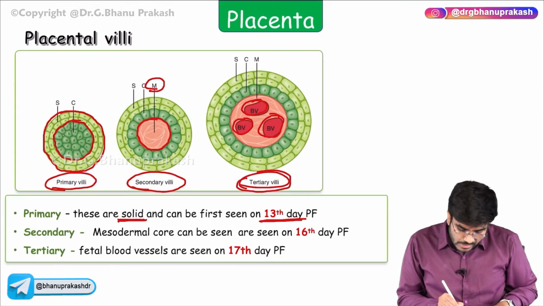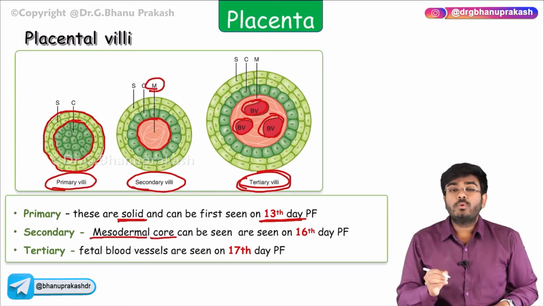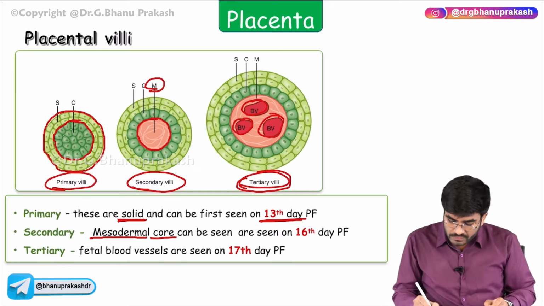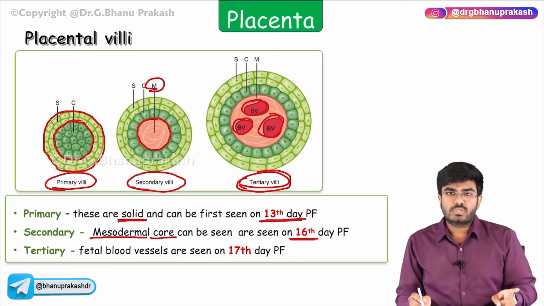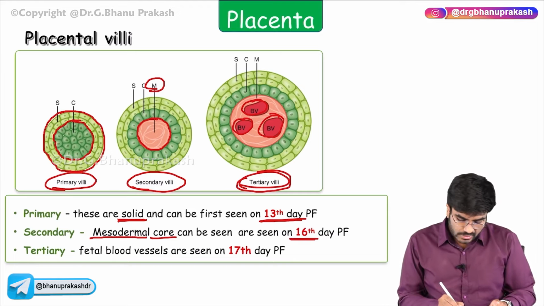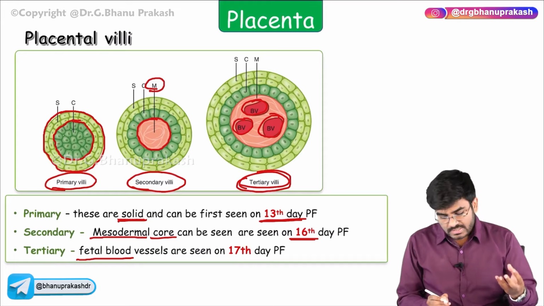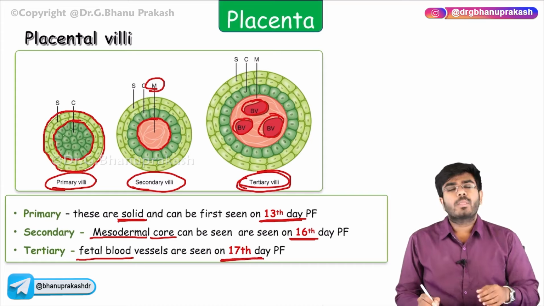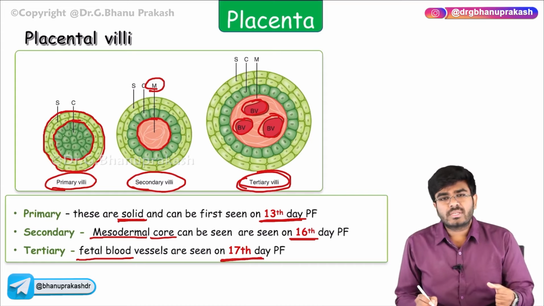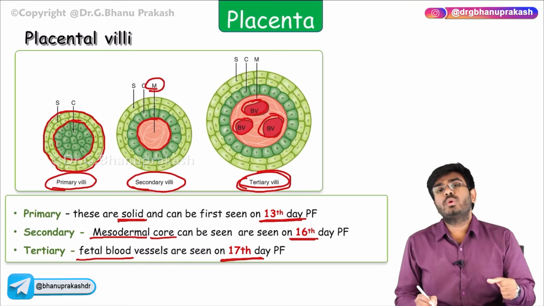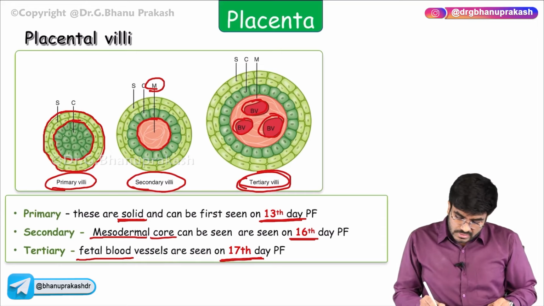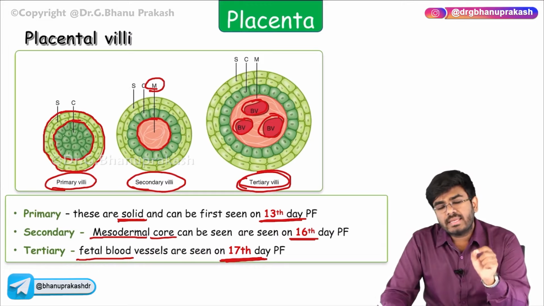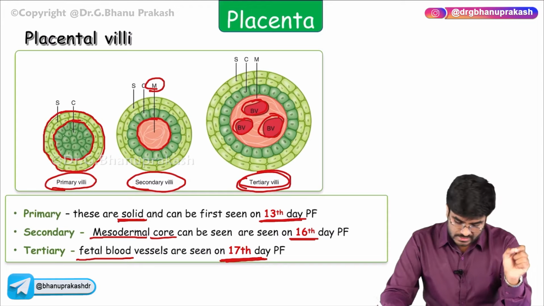Secondary villus is nothing but a mesodermal core seen in the primary villus. In the primary villus, in the center there is a mesodermal core, and it is going to be seen on day 16 post fertilization. And tertiary villus is nothing but the first time fetal blood vessels are seen in the villus. This is called a tertiary villus, and it is going to happen on the 17th day. In the previous editions they used to say the tertiary villus will be seen on day 21, but with the recent updates, please take this point: tertiary villus will be seen as early as 17 days after fertilization.